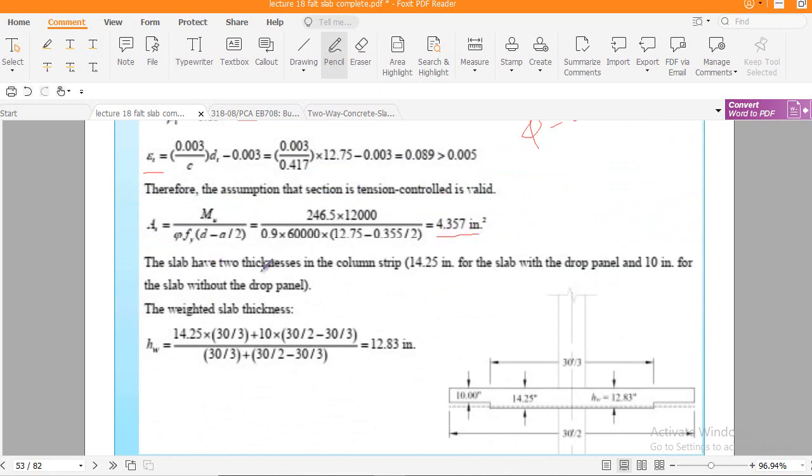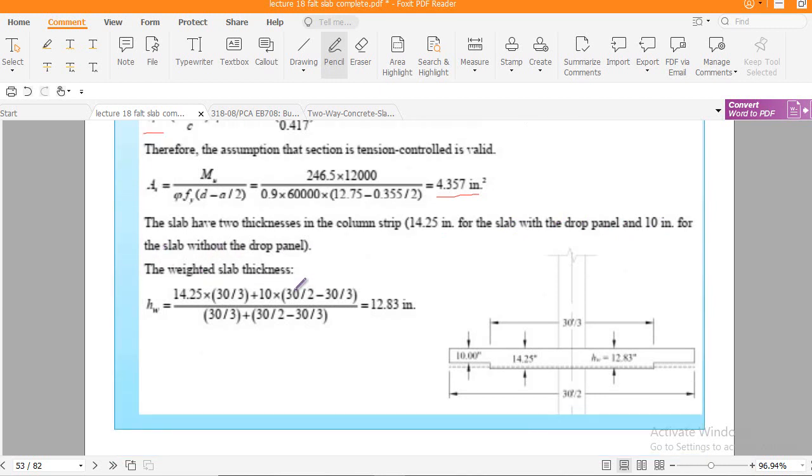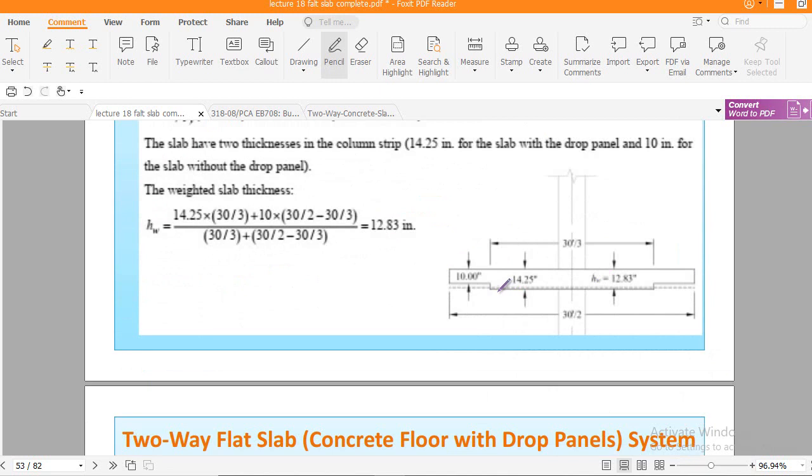The slab has two thicknesses in the column strip: 14.25 inch for the slab with the drop panel and 10 inch in the slab without the drop panel. So the weighted slab thickness is very important, right? We have to use the weighted slab thickness, because in some regions you have a thickness of 14.25 inch, while in the rest, 20 feet, we have a slab thickness of 10 inches. So how do we find the weighted thickness of the slab?